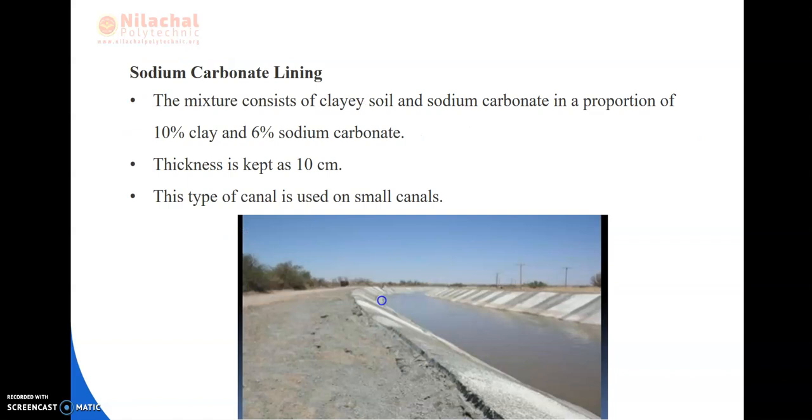Next is sodium carbonate lining. The mixture consists of a clay soil and sodium carbonate in a proportion of 10% clay and 6% sodium carbonate, and the thickness is kept as 10 centimeter. This type of lining is used on small canals. Okay, this sodium carbonate lining is used on small canals and the thickness is about 10 centimeter.